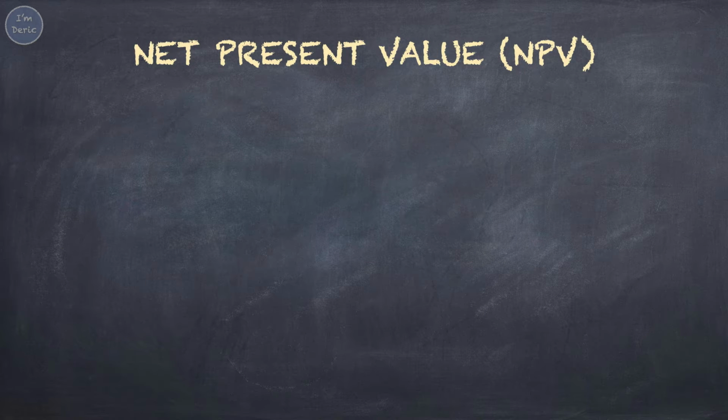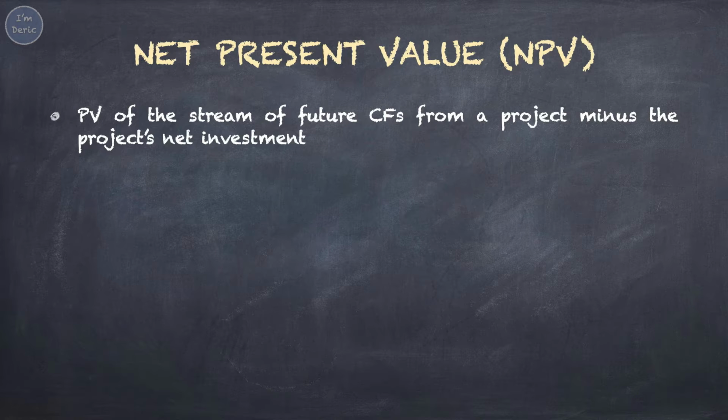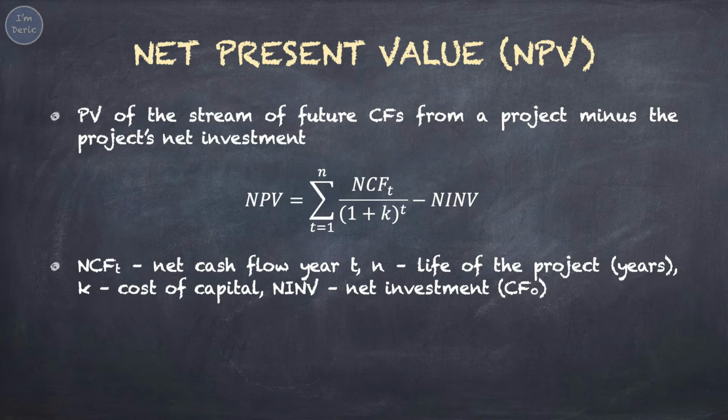Next, let's talk about net present value, NPV. To calculate the NPV, we take PV of the stream of future cash flows from a project minus the project's net investment. NCFt is the net cash flow at year t, N is the life of the project in years, k is the cost of capital, and ANV is the net investment, that's CF0. Specifically, cost of capital is the discount rate or required rate of return, or the opportunity cost, that's the minimum return needs to be earned.